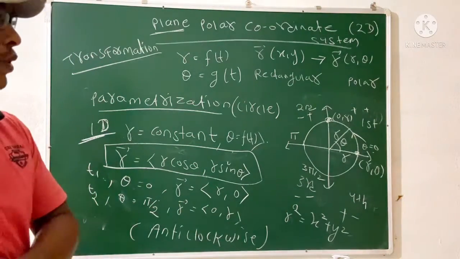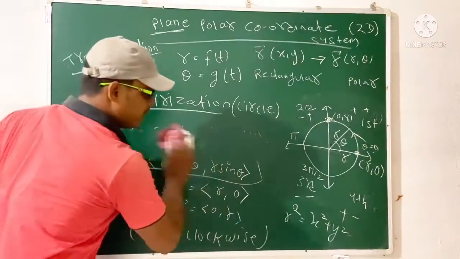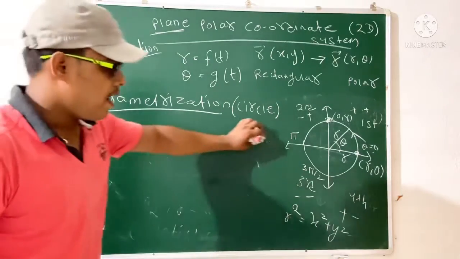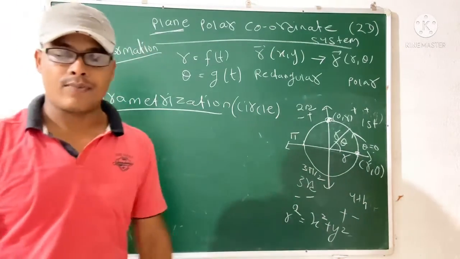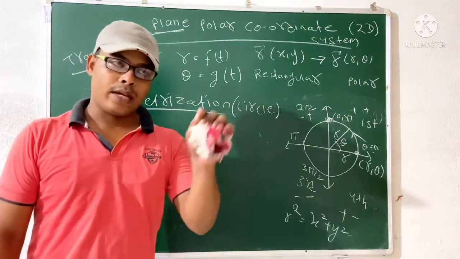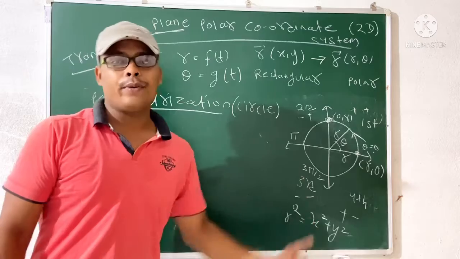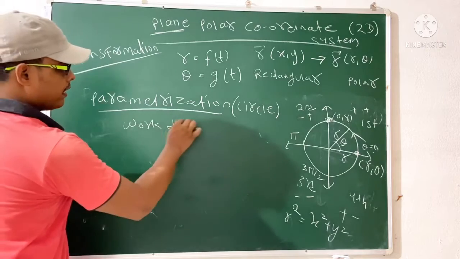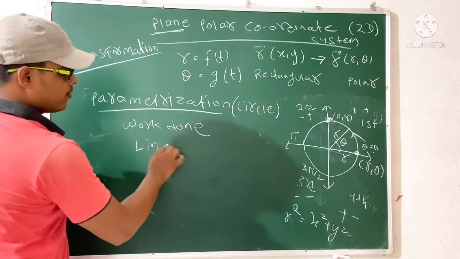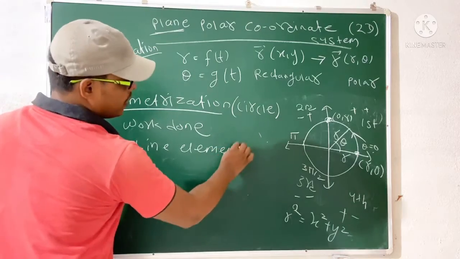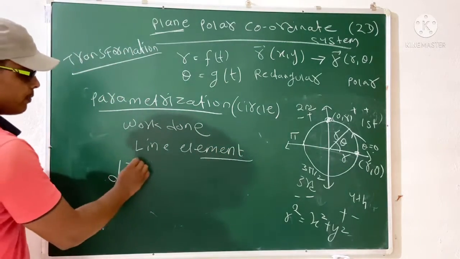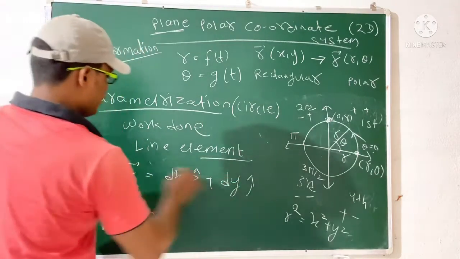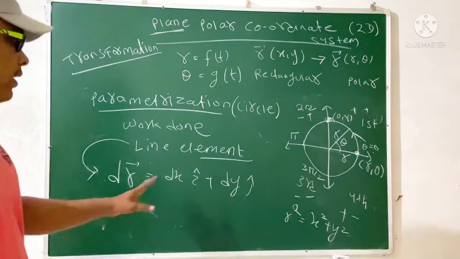Then how will you use this parameterization? Why do we need this? Suppose you are calculating the line integral. I have made some videos on the line integral, surface integral and volume integral also. You can go through them, then you will understand why we need this parameterization. To find the work done, we need the line element. Remember, dr is nothing but dx i cap plus dy j cap. So this is the line element. That's why we need the parameterization.